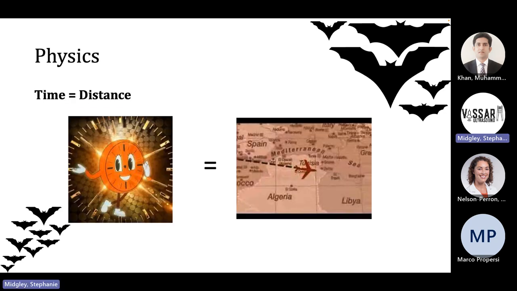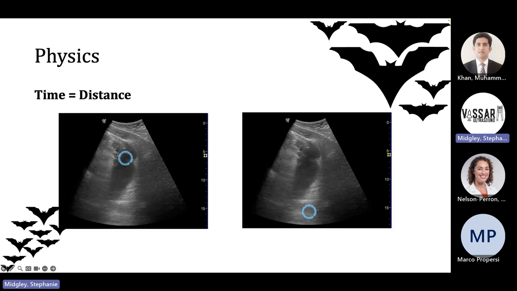Physics, the one thing just really to understand for the physics is that the time it takes for the ultrasound beam or the sound wave to make it back to the probe is how far down that structure is. So the machine says, oh, this structure right here took a tenth of a second to get to me, whereas this structure down here took a full second. So this has to be deeper than this structure. So it's just understanding that whatever's at the top of the screen is more shallow, closest to the probe, and whatever's at the bottom of the screen is deepest, furthest away from the probe.